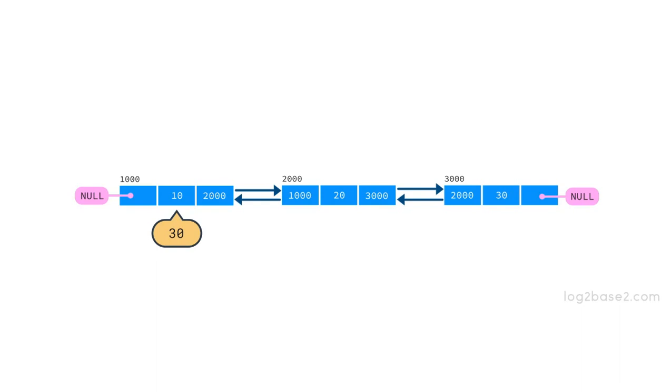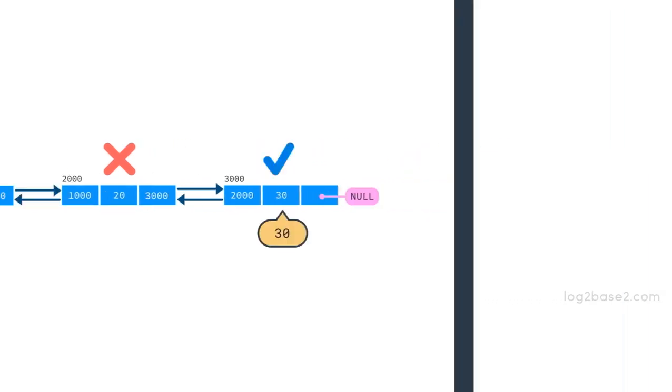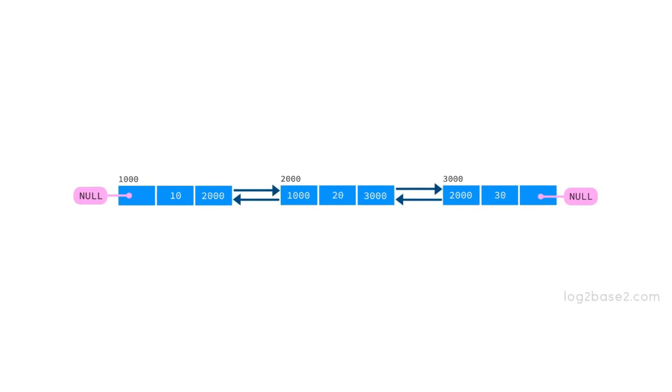So first, compare 30, which is the key, with head's data, which is 10. So they are not the same. So move to the next node and compare 30 with 20. Again, it's not the same. So move to the next node, compare 30 with this node's data, which is 30. Now they are the same. So the search is successful. So return 1. Now let us search for 100 in the same doubly linked list.